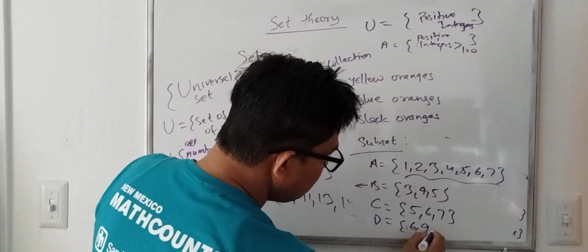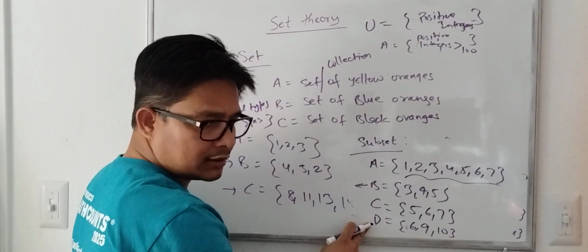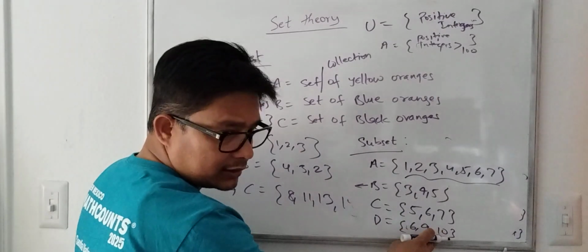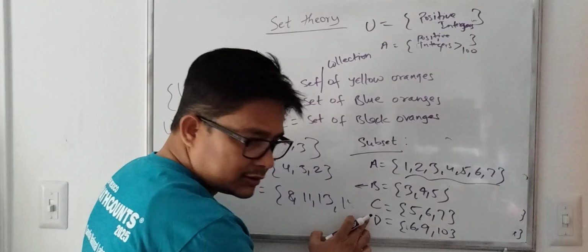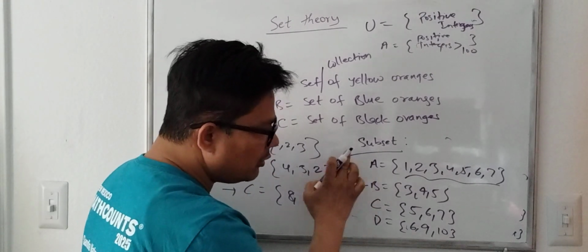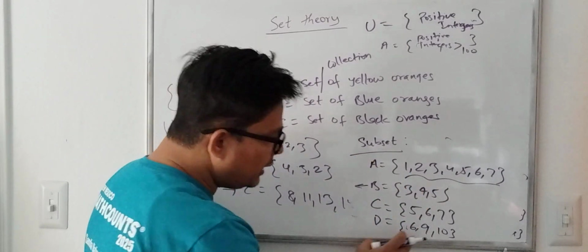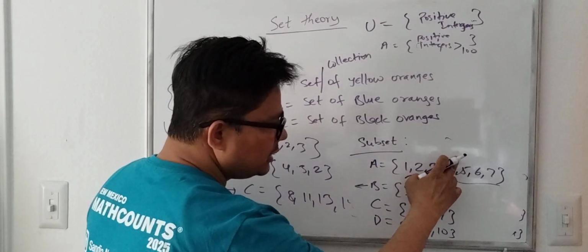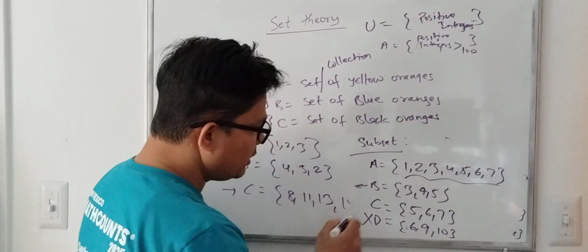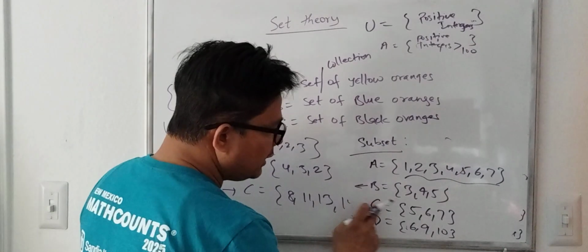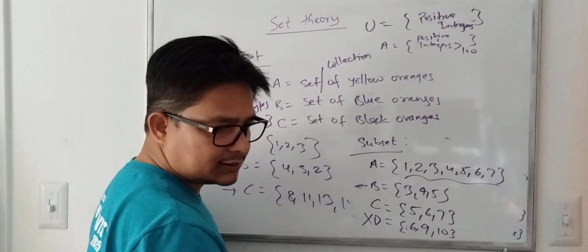Say 6, 9, 10. Is this a subset of A? No, because it has 10 and 10 is not here. So some set will be a subset of a bigger set only if all the elements are from the bigger set. Okay, if any element does not exist here, then this will not be a subset. Got it? So this is the condition. All the elements have to be there in the bigger set.